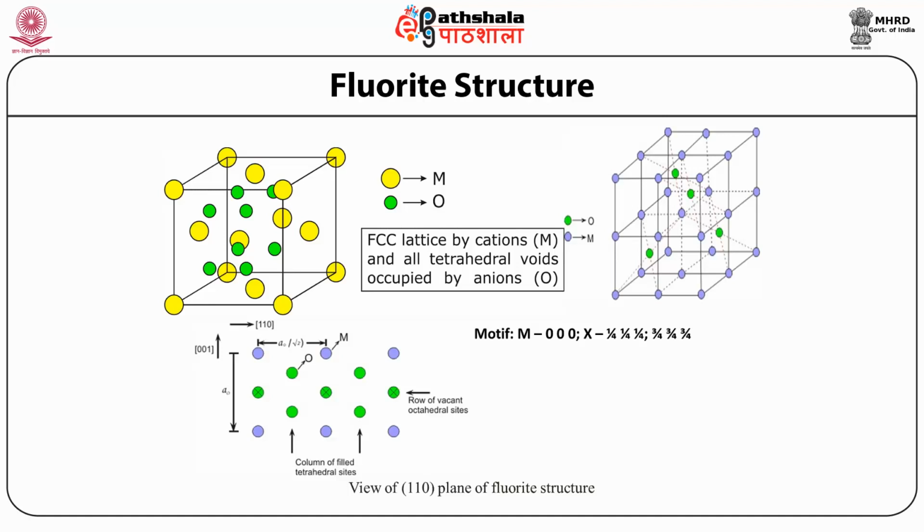So let us take an example of ionic radii of a few ions. For example, U4 plus has an ionic radius of 0.1 nanometers. For zirconium 4 plus, it is 0.084 nanometers. And for cerium 4 plus, it is 0.097 nanometers.